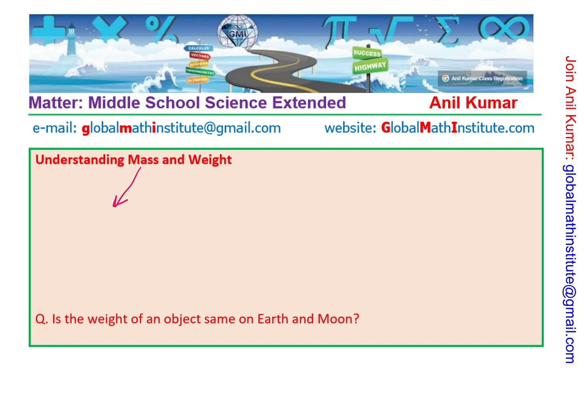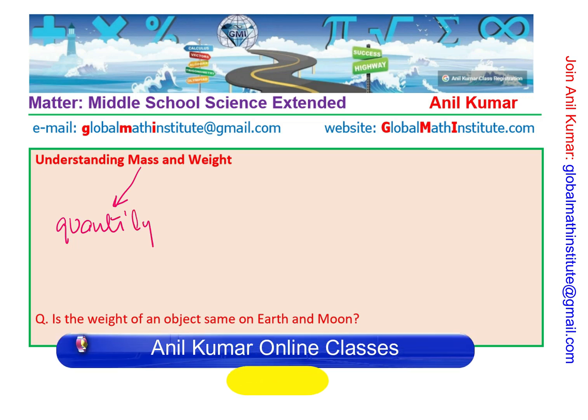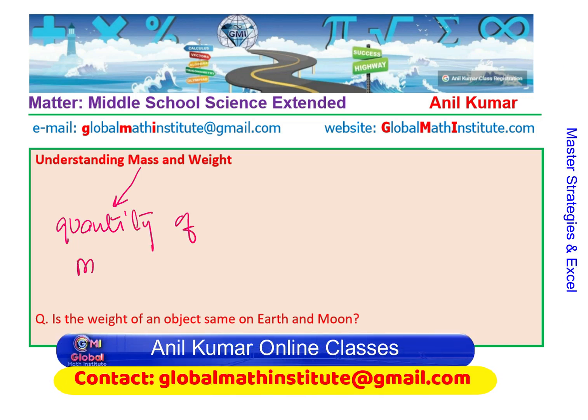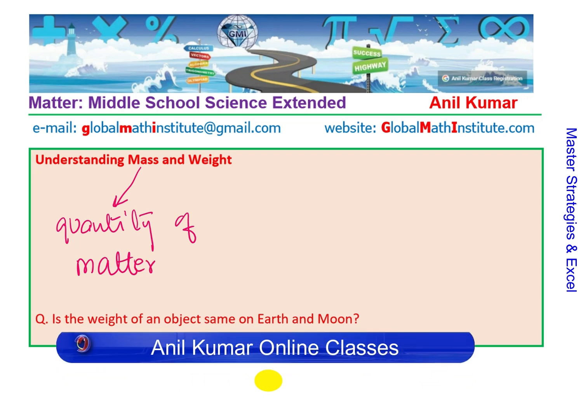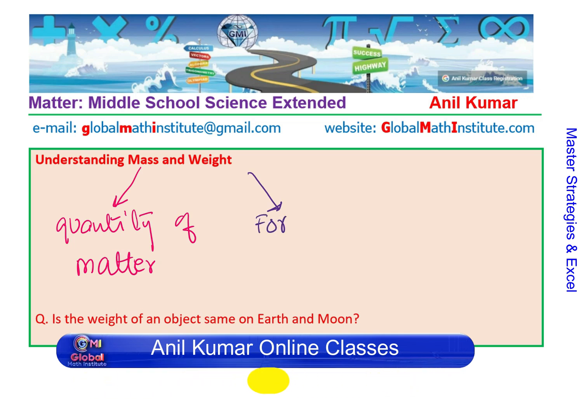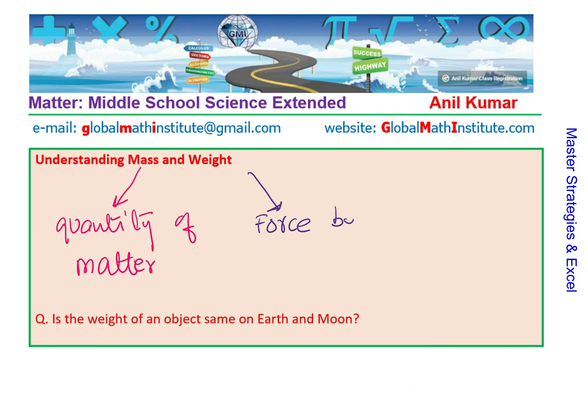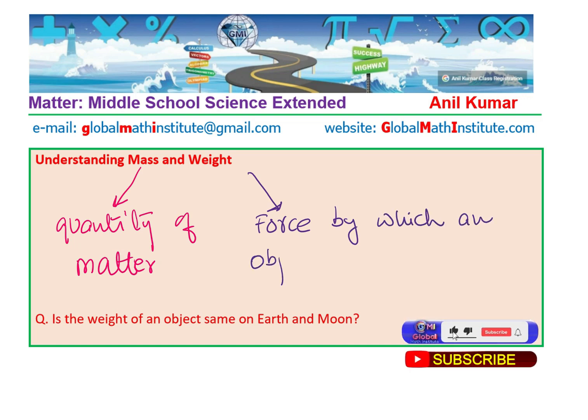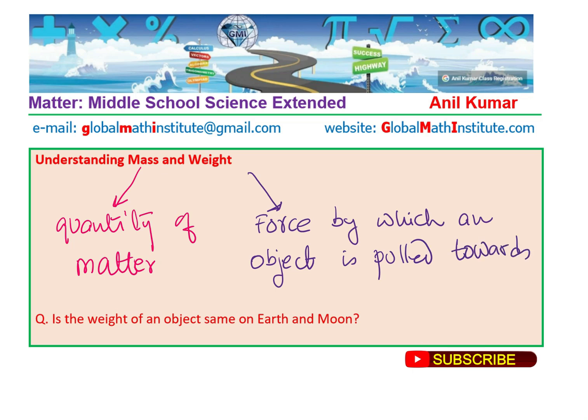So, mass basically is quantity of matter, correct? But what is weight? Weight is force by which an object is pulled towards earth. So it's some kind of force which pulls it down.